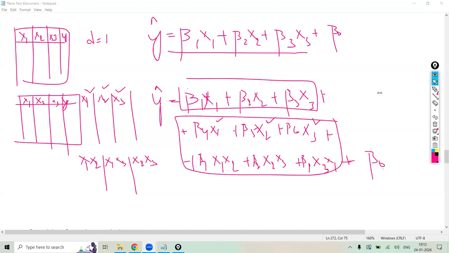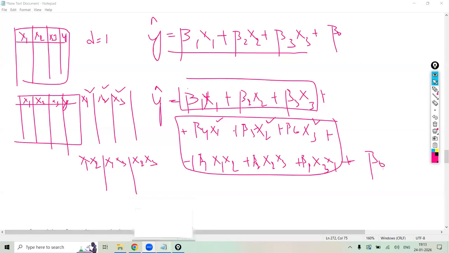Now, is the logic clear for everyone? For degree 3, what happens now? Up to degree 2, how many columns are there? Already 9 are there up to degree 2. As it is, there will be 9. Along with this, additional columns will be added.